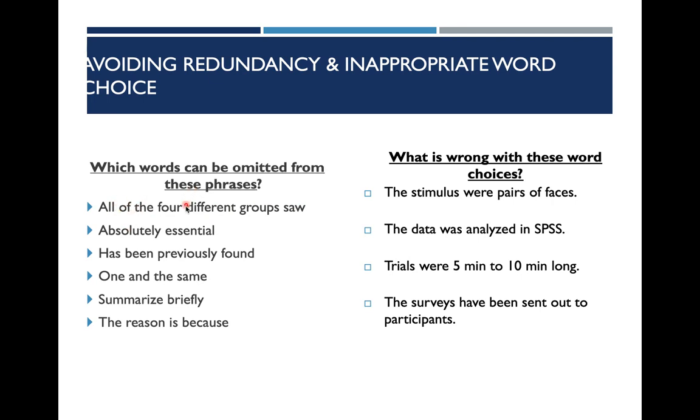Or you can say all 4 groups saw. But really, you don't even need these first 3 words. Absolutely essential, right? Those kind of mean the same thing. Get rid of one of them. Has been previously found. So this is too wordy. Just say previously found, or was previously found, or as previously found.